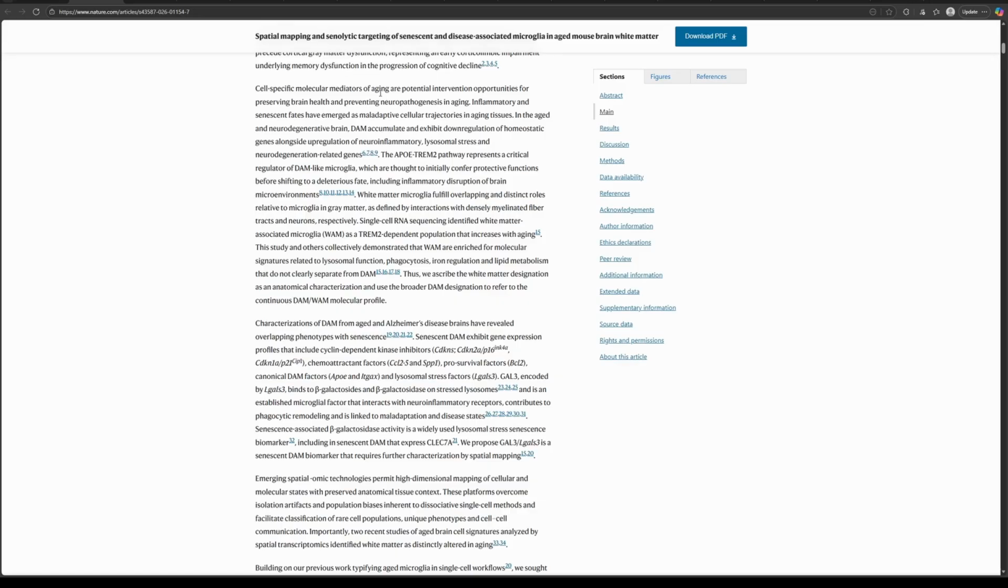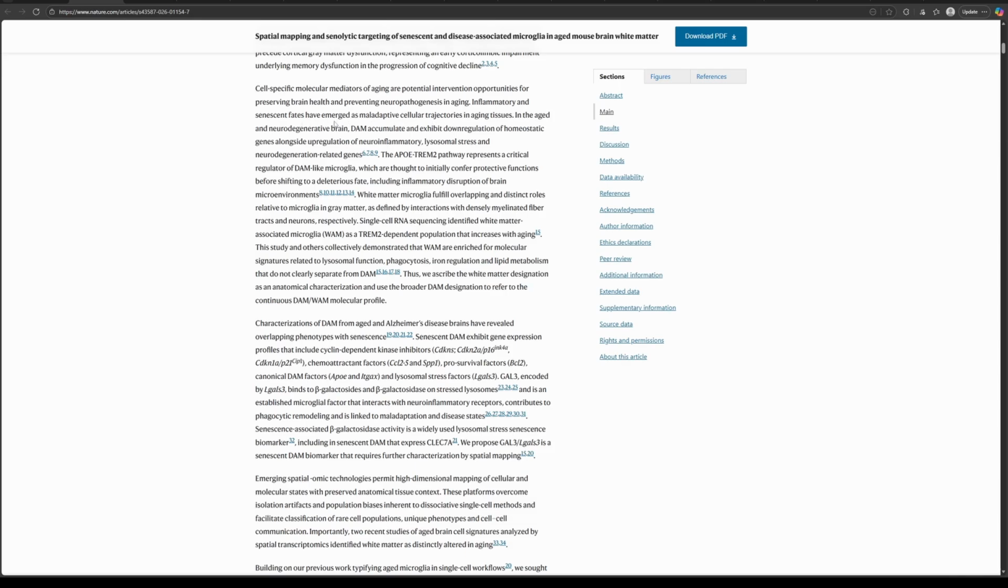Cell-specific molecular mediators of aging are potential intervention opportunities for preserving brain health and preventing neuropathogenesis in aging. Cell-specific molecular mediators of aging. What is a mediator of aging? Oh, they're talking about the senolytics. These are the senolytics. So the things that can kill the senescent cells. Preserving brain health, preventing neuropathogenesis, okay.